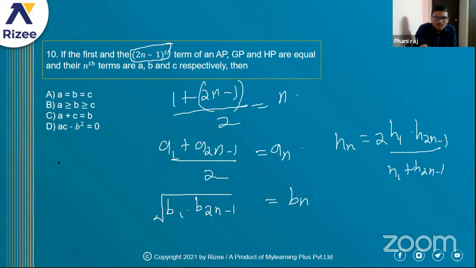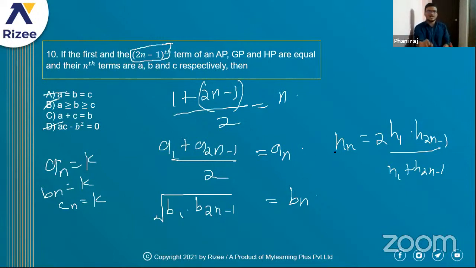If all these are equal, say all of them are equal to some k, then an will be k, bn will be k, cn also will be k. All the three terms are equal, and obviously b square equals k square, this is also true, and obviously arithmetic mean is greater than or equal to geometric mean is greater than or equal to harmonic mean, you know that. But k is also equal to an, so this will also hold: An greater than or equal to bn greater than or equal to hn, because they are all arithmetic mean, geometric mean, and harmonic mean of the same pair of numbers. So this is the standard inequality. So options A, B, and D are the correct options.